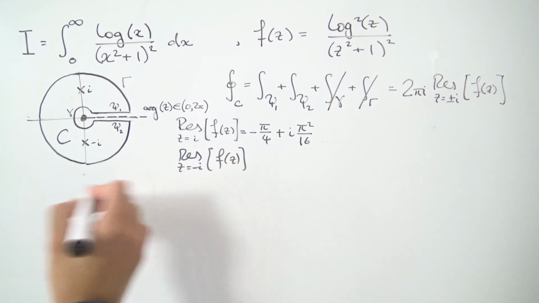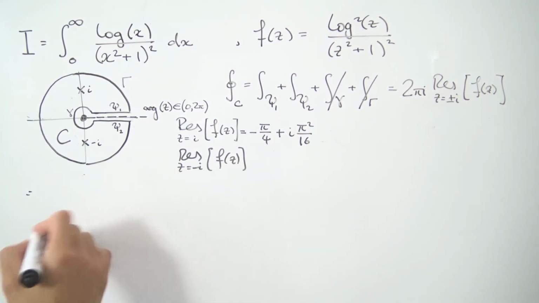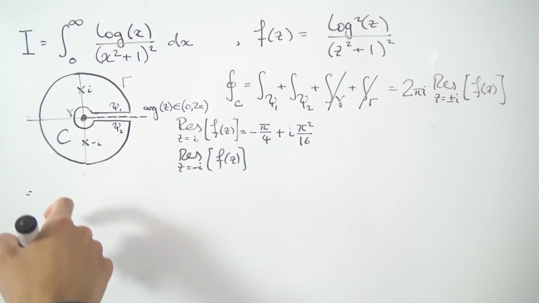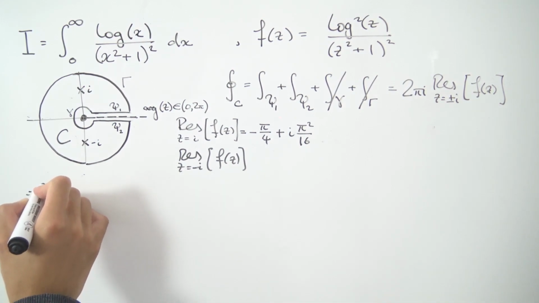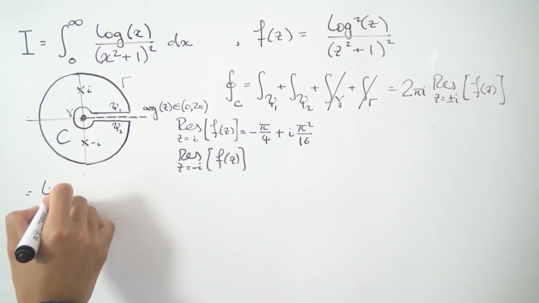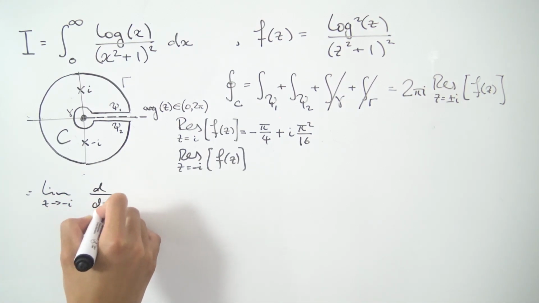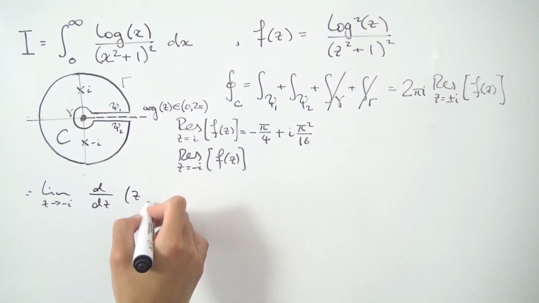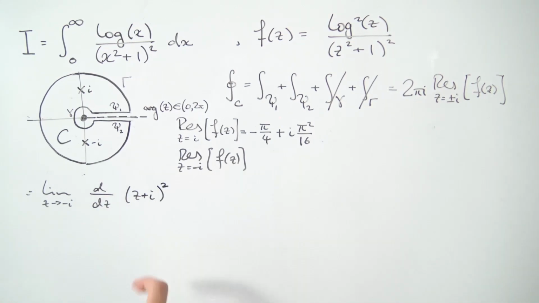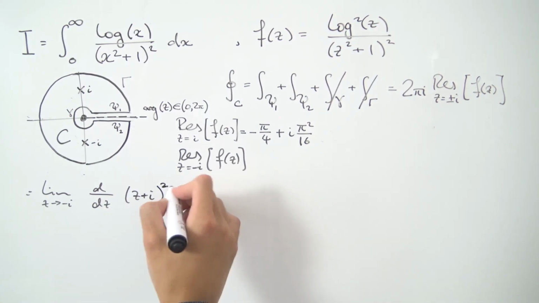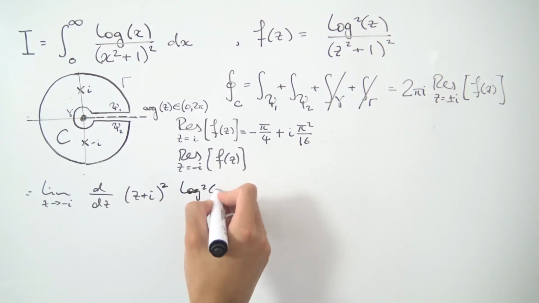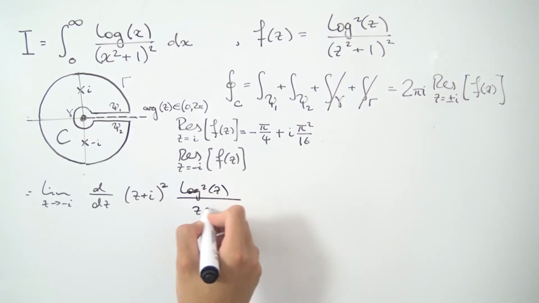So what is that going to be? That's a double pole once again, so we have 1 over (2 minus 1) factorial, which is just 1. Then we have the limit as z approaches the pole of the first derivative of z minus the pole, which is z plus i, raised to the order, which is 2, times our function, so log squared of z divided by z.